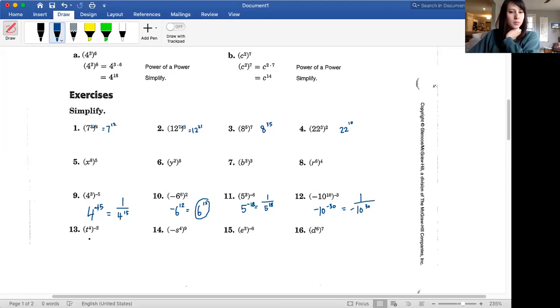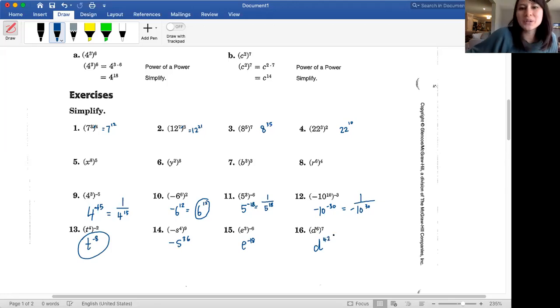Okay, so with our variables, this would be t to the negative 8th, and I'm fine with you just leaving it like this. We'd have negative s to the 36th power. We'd have e to the negative 18th power, and we'd have d to the 42nd power. So all you're doing is multiplying, right? That's basically all you're doing. And I think you can do 5 through 8 with no problem.